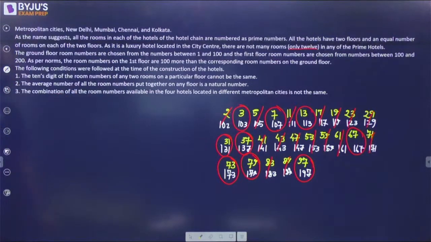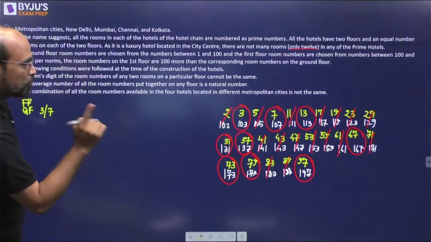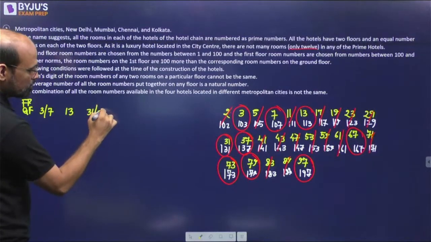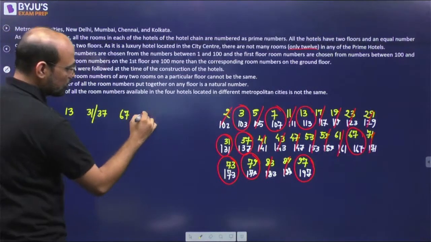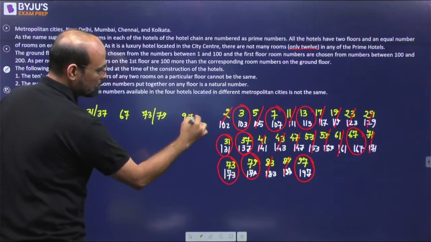So how should we denote this? If I write ground floor and first floor, तो सबका अलग-अलग combo आएगा. Okay, fine. So first floor and ground floor of one of the cities. We can have ground floor में 3 or 7. And then we will necessarily have 13. Then we will have 31 or 37. Then we will definitely have 67. Then we will have 73 or 79. And then we will definitely have 97.